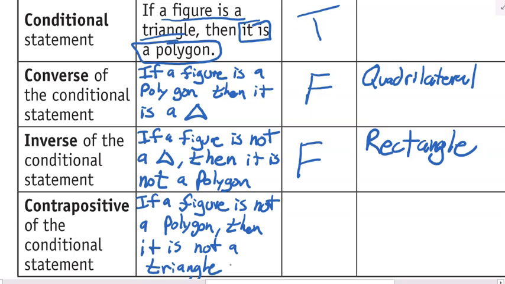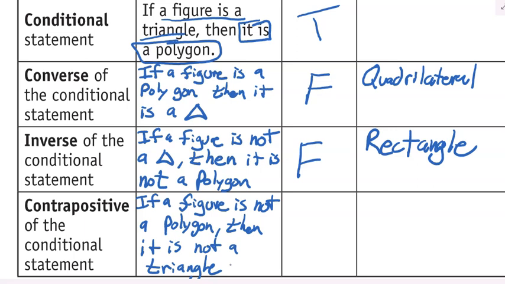All right, so on this one, now to test and see if it's true or not, we need to meet the hypothesis of this new contrapositive that we created. So we need to think of figures that are not polygons, like three-dimensional figures or a circle is a good example. Let's test them out.